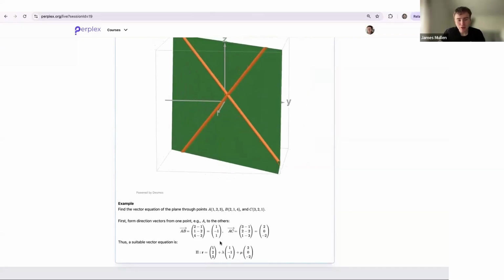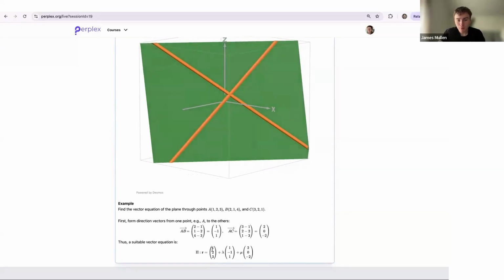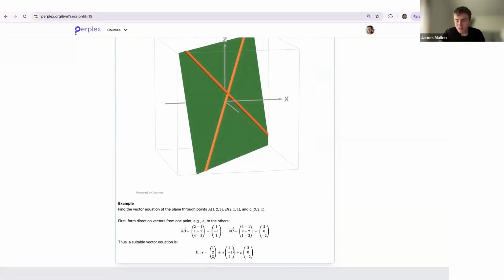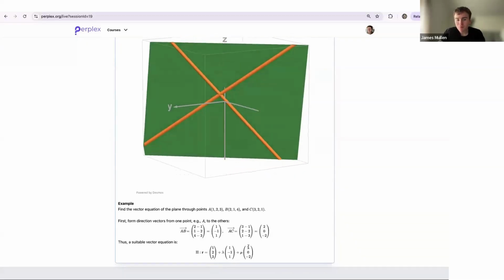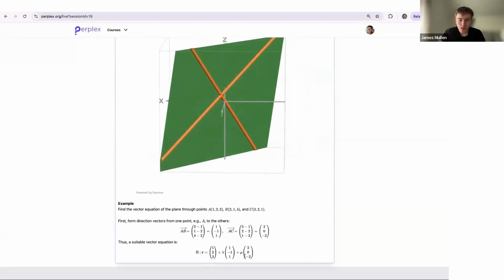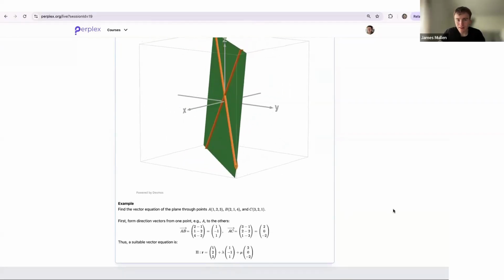And I can say that my vector equation of the plane is going to be the point A, so (1, 2, 3), plus lambda times the direction AB, so lambda (1, -1, 1), plus mu times the direction AC, so (2, 0, -2). It's perfectly valid.